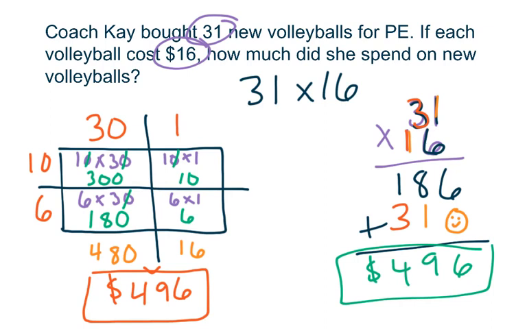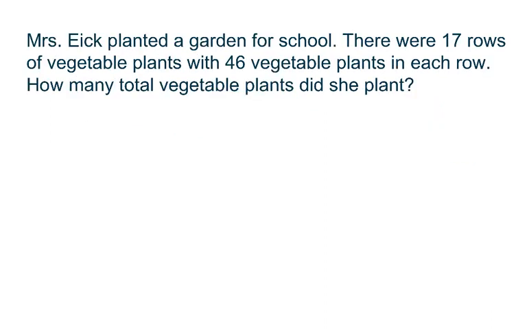Let's take a look at our next problem. This problem says, Miss Ike planted a garden for school. There were 17 rows of vegetable plants with 46 vegetable plants in each row. How many total vegetable plants did she plant? Go ahead and solve this problem. For this problem, we have 17 rows of vegetable plants and 46 in each row. So we're going to be multiplying 17 times 46.